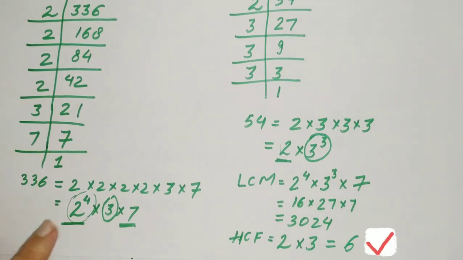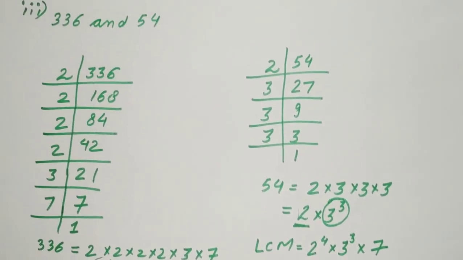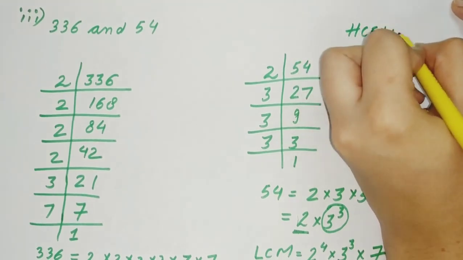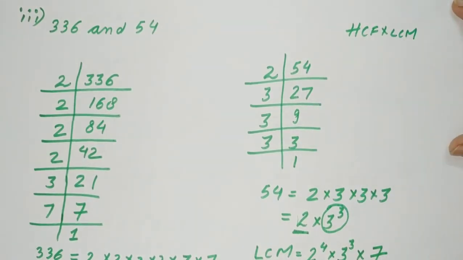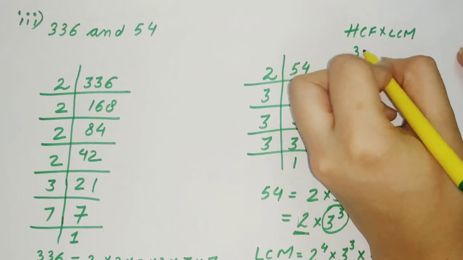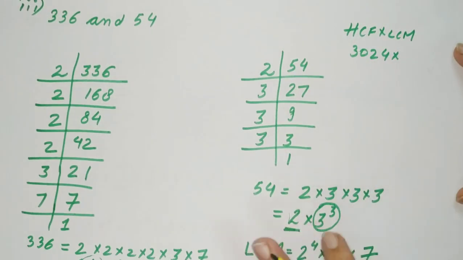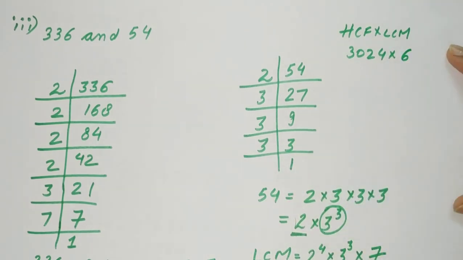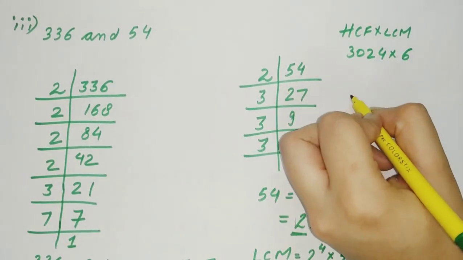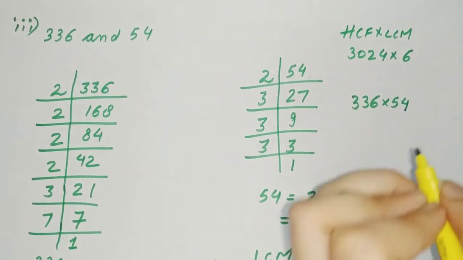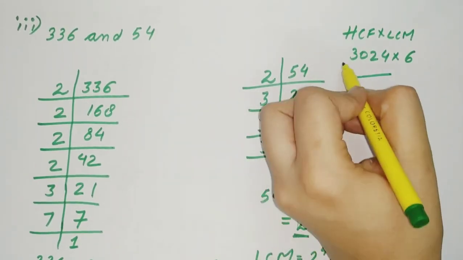Now again try to verify the third part as well, where you will have to multiply HCF and LCM. Our LCM is 3024 and our HCF is 6. And then multiply 336 and 54. You'll find out that both these numbers are equal.